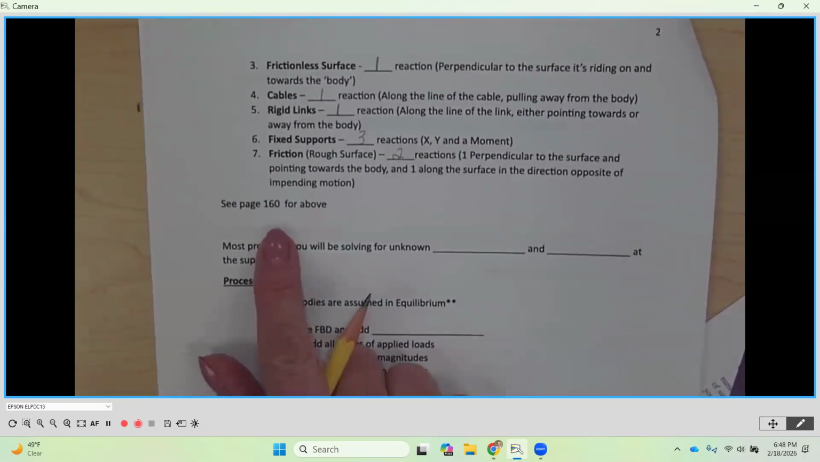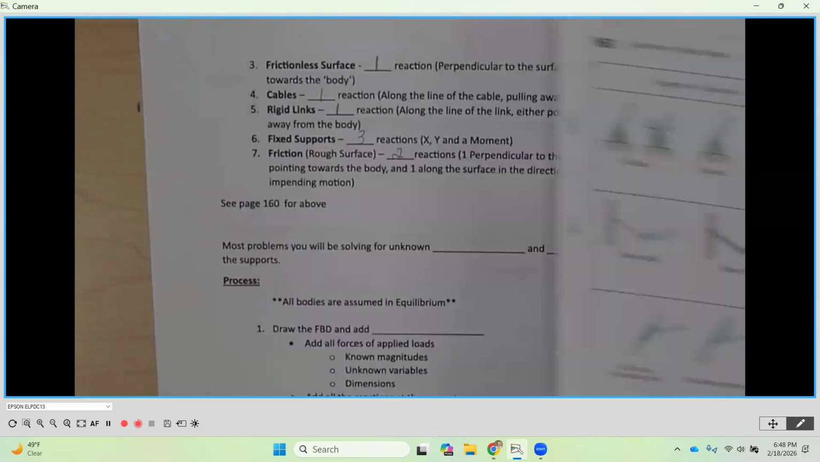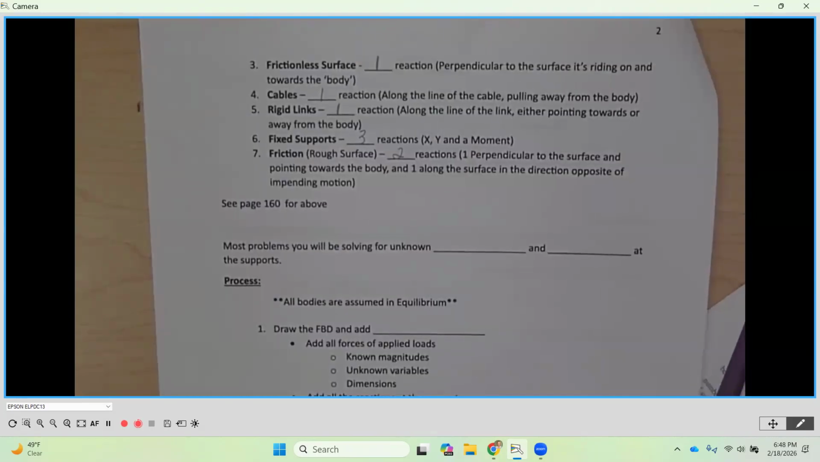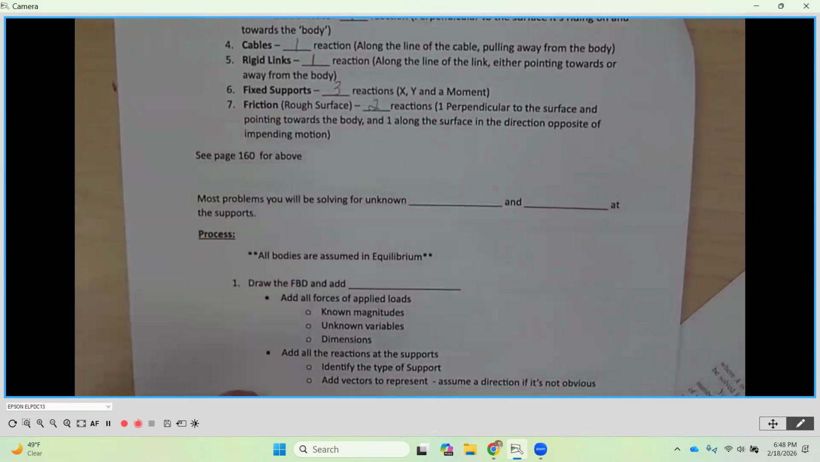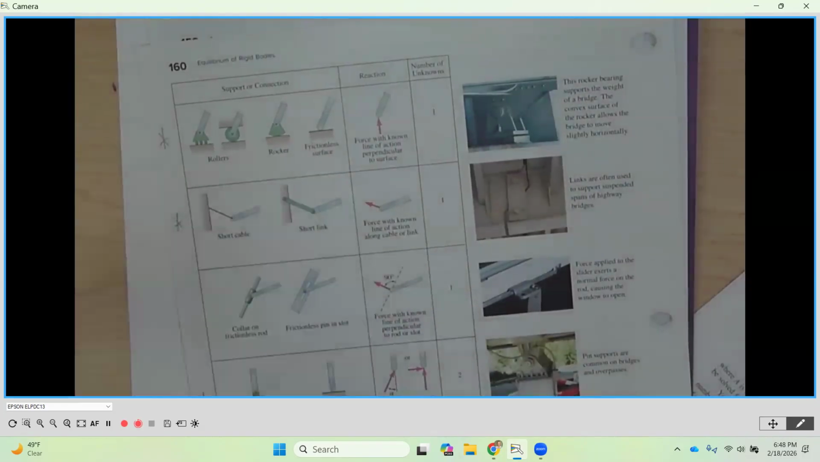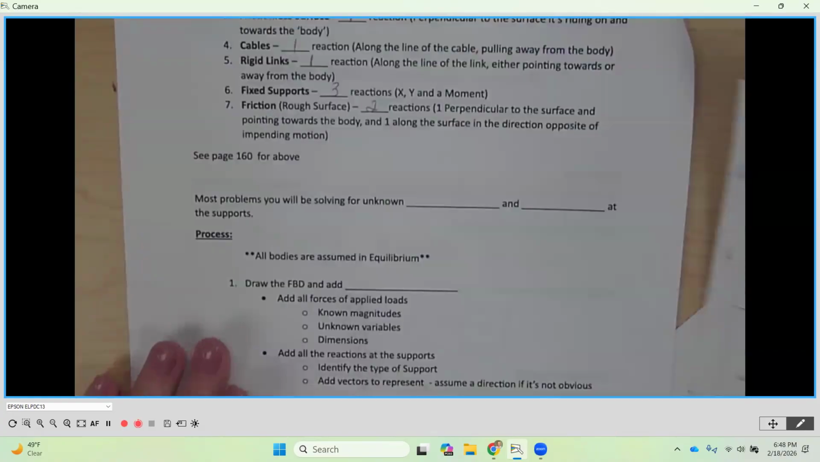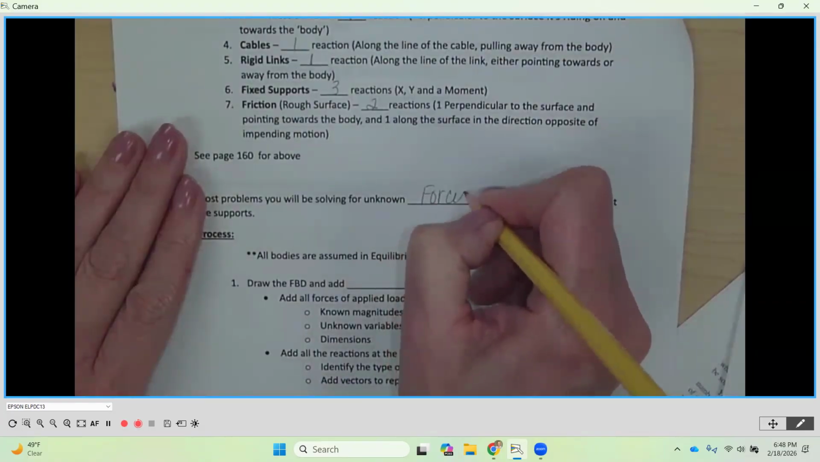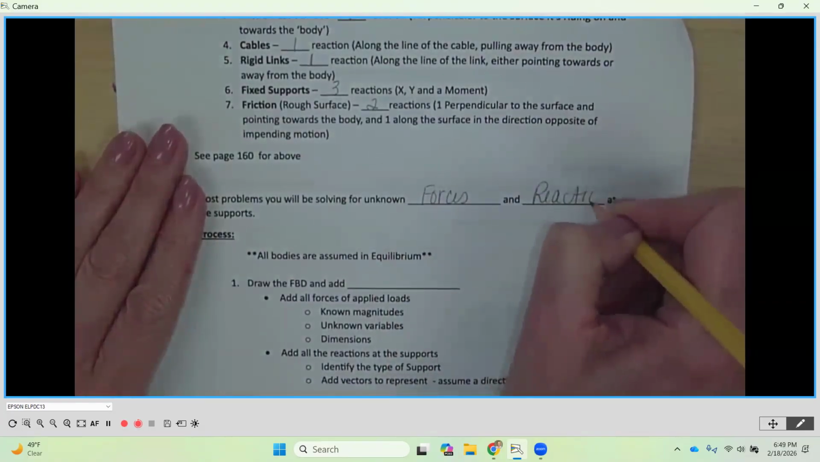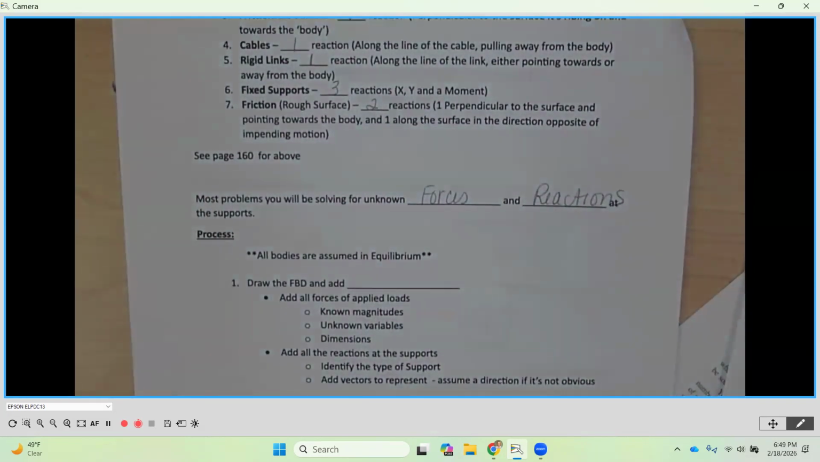So again, see page 160. Those are the illustrations that we see here, and we'll pull these back and forth as we do some problems in reinforcement here. Now, as we look at these problems, what we're going to find is that we're going to see supports that look like rollers or pins, and we're going to have to start identifying rollers and pins. And there's not going to be forces identified for us. That's where knowing the reactions of those supports matters, we have to fill them in based on the practice and things that we do. And it says here, in most of our problems, you will be solving for unknown forces and reactions at the supports.